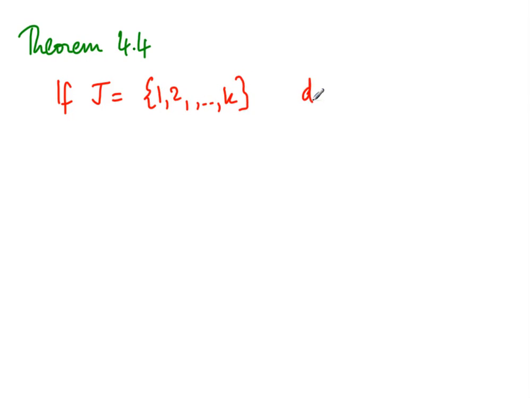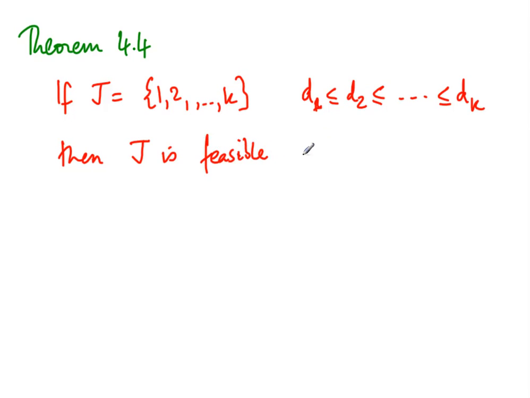Formally, we have a result which is called theorem 4.4 in the textbook. This says that if j is a set of jobs numbered 1 to k with the assumption that the deadlines are in order, so the deadline of 1 is earlier than the deadline of 2, which is earlier than the deadline of 3, and so on, which is earlier than the deadline of the kth job, so they are ordered in the sequence of their deadlines, then suppose j is feasible, that is, there is a way of executing all the jobs in j within the deadlines. Then this is the case if and only if the sequence 1 to k is a feasible order.